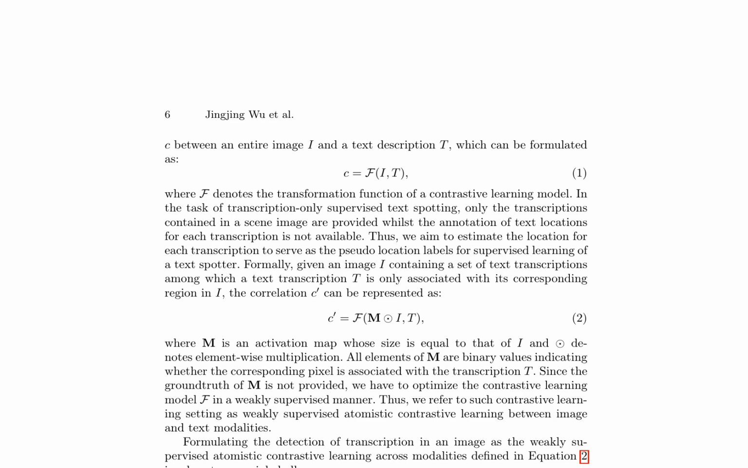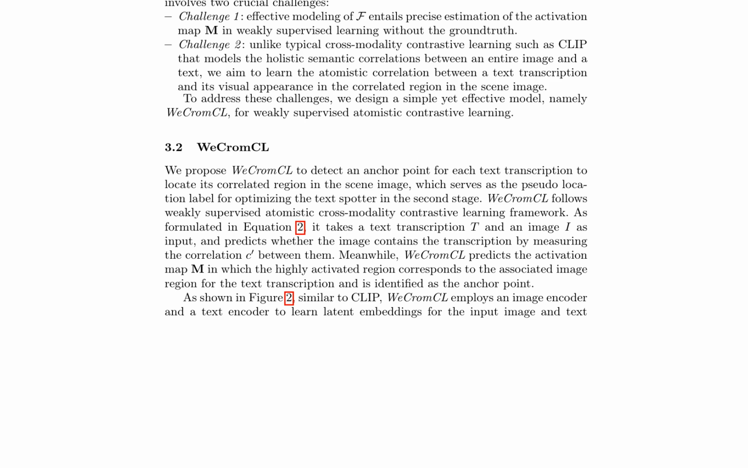The authors identified two crucial challenges in formulating the detection of transcription in an image as weakly supervised atomistic contrastive learning. First, effective modeling of F requires precise estimation of the activation map M in weakly supervised learning without ground truth. Second, unlike typical cross-modality contrastive learning, the goal is to learn the atomistic correlation between a text transcription and its visual appearance in the correlated region in the scene image.